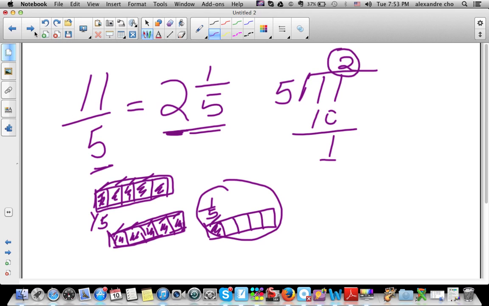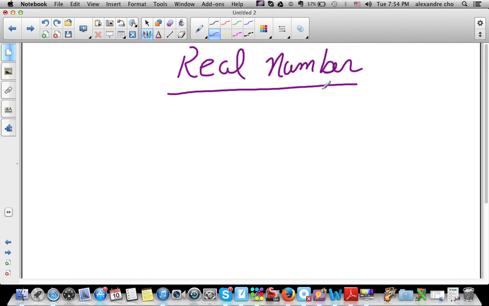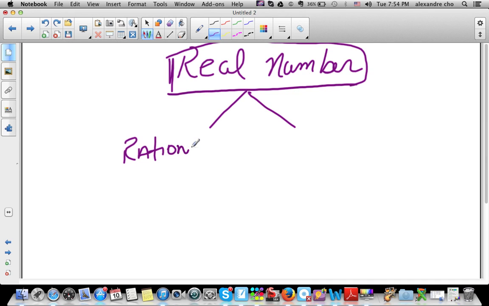Okay. Another thing we talked about today was something called real numbers. Everything, all numbers belong to this family right here, the family of real numbers. But like with any family, there's divisions. So the real numbers divide into 2 categories: rational and irrational. We're not going to worry too much about our irrational numbers right now, okay? But we're going to concentrate on the rational.